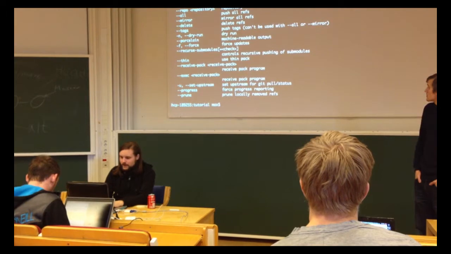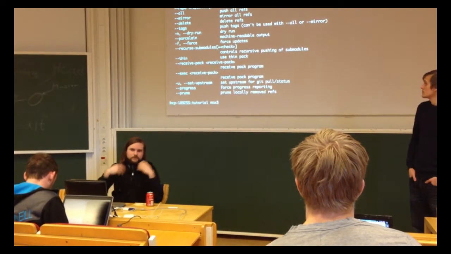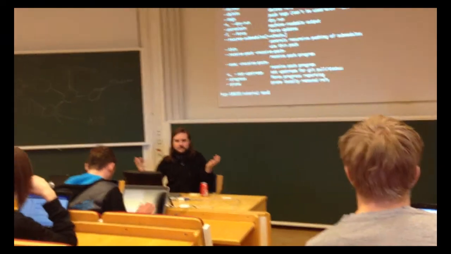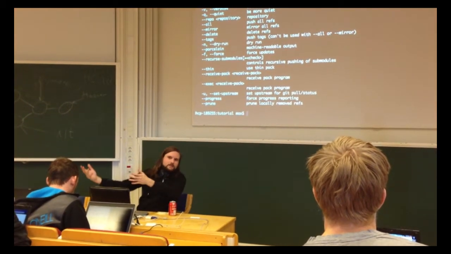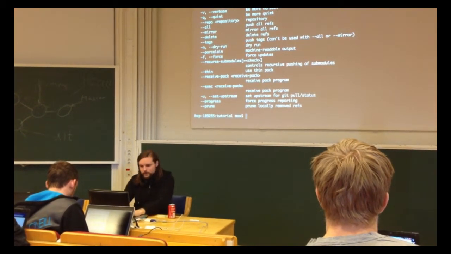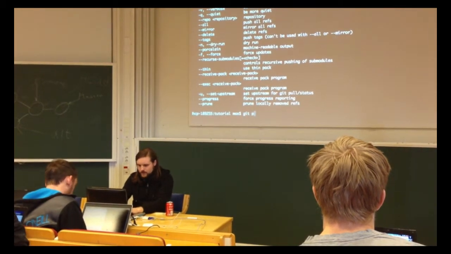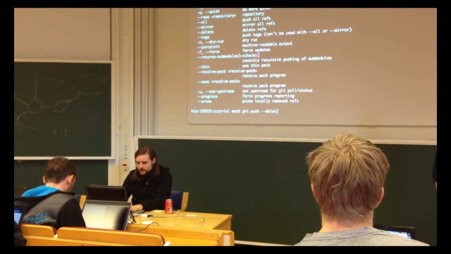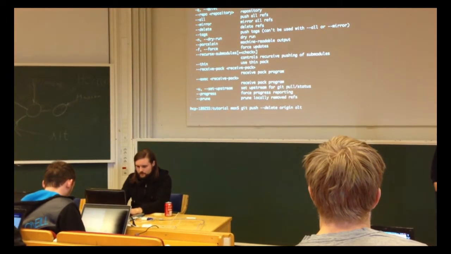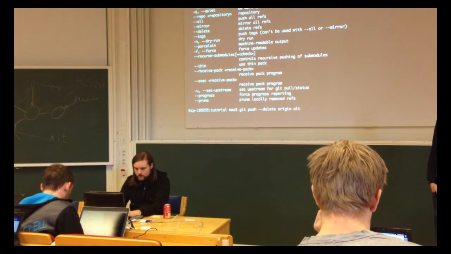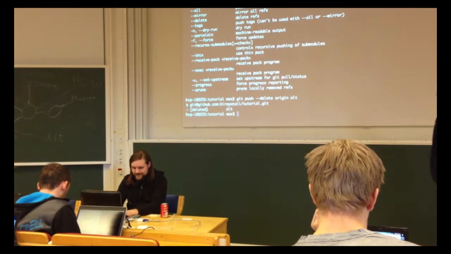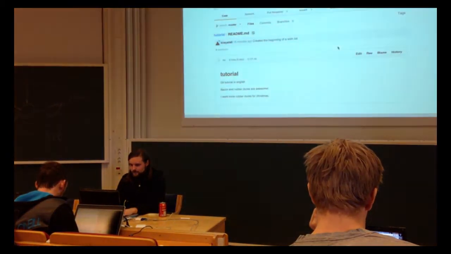So for example, just for trial, I tried to push a branch, which was not the master, up to the origin, which means I create a new branch on the remote server. I want to remove it, first of all. Git push, delete. Okay. Should work. There we have it.